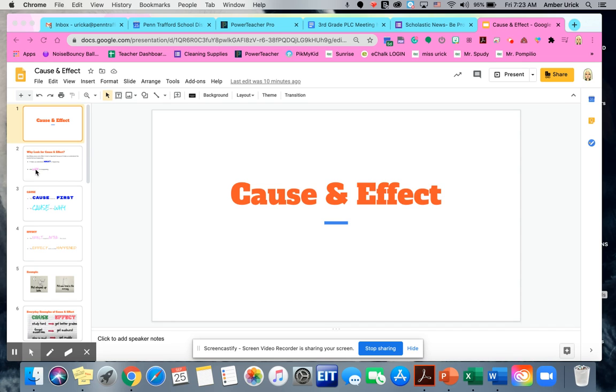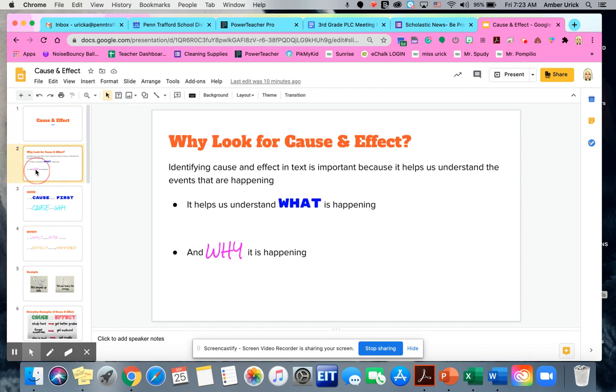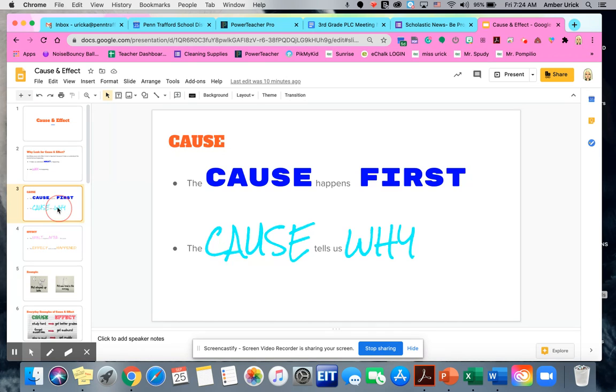Hi, everyone. Today we're going to talk about these two words, cause and effect, and what it means while we are reading. So, why look for cause and effect? Well, we want to do so because we need to identify the cause and effect in text and why it is important to help us understand the events that are happening. And this could be text such as a newspaper, a chapter book or novel, or a mentor text. It helps us understand what is happening and why it is happening while we're reading.